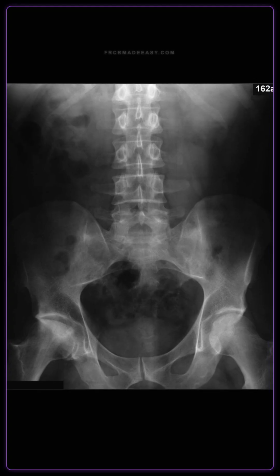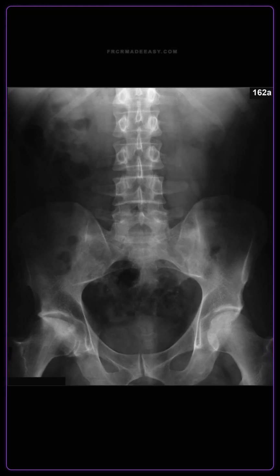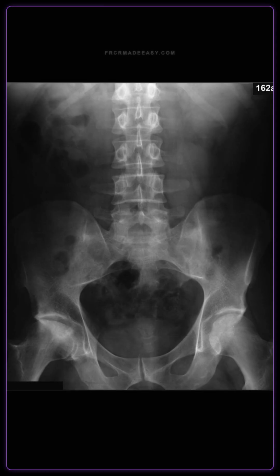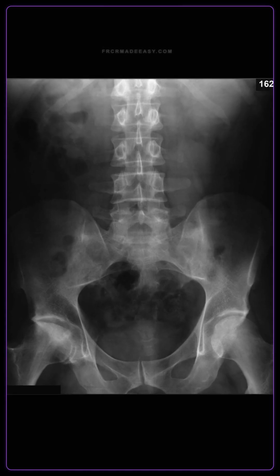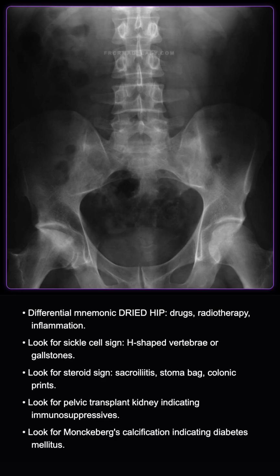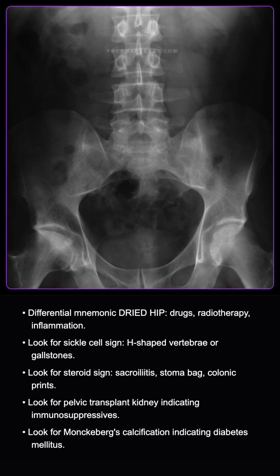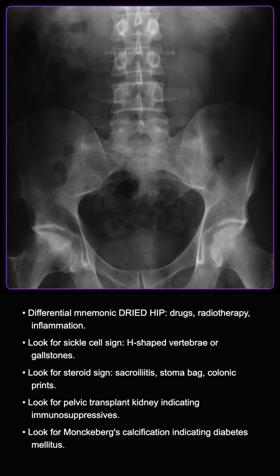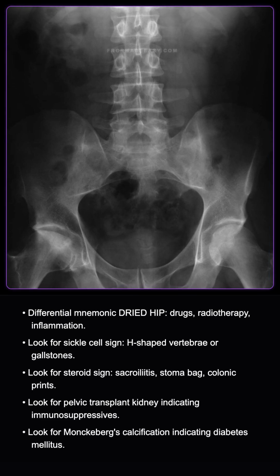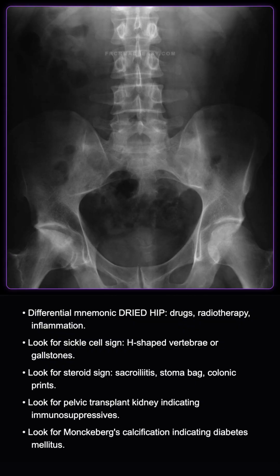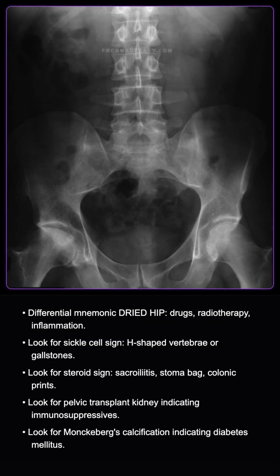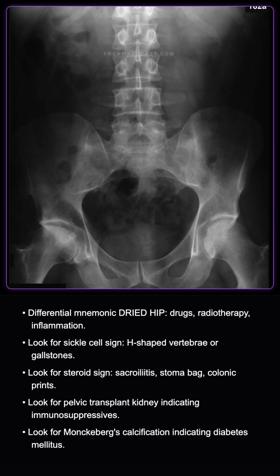What is the differential diagnosis for avascular necrosis, and how can we search for clues to the underlying cause on radiographs? The differential diagnosis for avascular necrosis can be remembered by the mnemonic DRIED HIP, representing diabetes, radiotherapy, inflammatory disorders, endocrine causes, drugs like steroids or alcohol, hematological conditions such as sickle cell disease, infection, and injury.